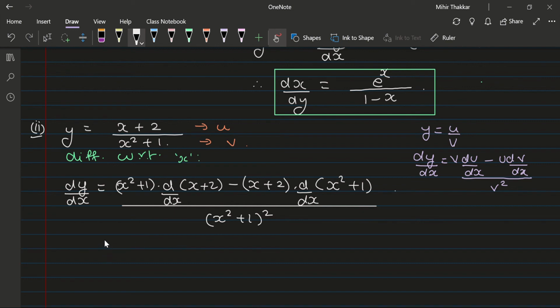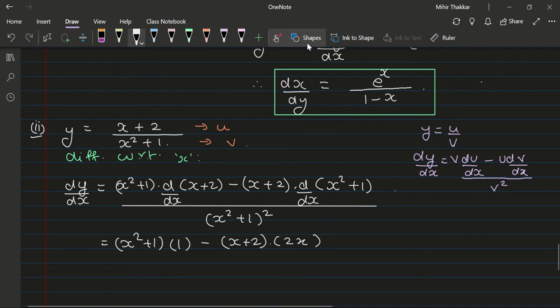So over here x square plus 1 will remain as it is because it is outside the derivative sign. Derivative of x is 1, derivative of 2 is 0, so 1 plus 0 is going to be 1, minus, we leave this x plus 2 as it is. Derivative of x square is 2x, derivative of 1 is 0, so I am just left with 2x, and the denominator still remains over there, x square plus 1 the whole square.